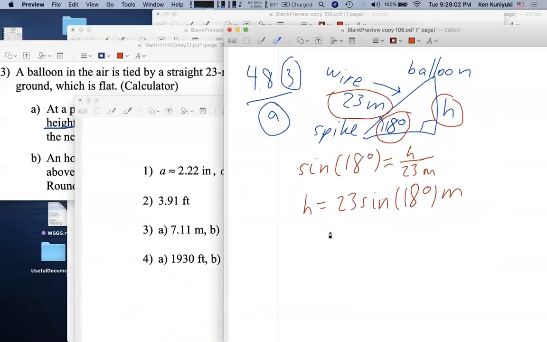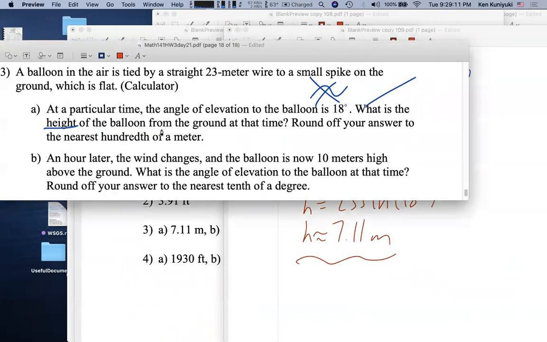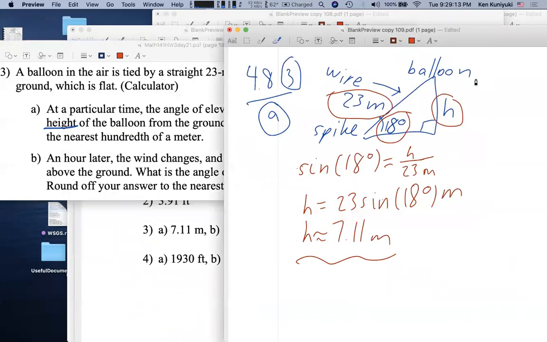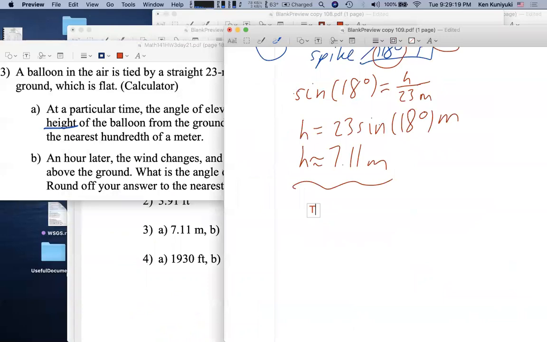7.11 meters. And then technically you should write a sentence, right? The height of the balloon is about 7.11 meters. I encourage you to write that. We're supposed to. The height of the balloon is about 7.1 meters. All right, so that's part A, and that is that, right?